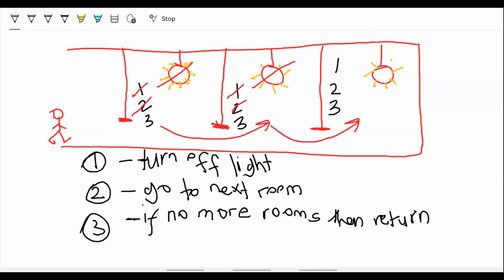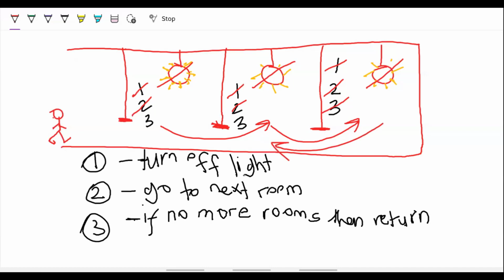And then number 1 says turn off the light, you turn off the light. Then number 2 says go to the next room. So is there any more rooms left? There isn't. So what does number 3 say? If no more rooms left, then you return. So you return from the place where you came from.